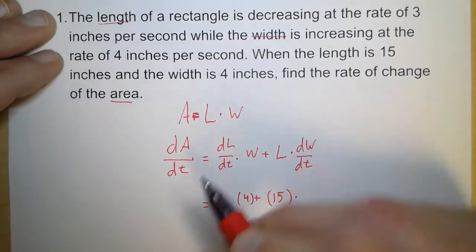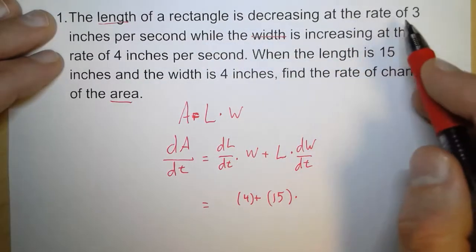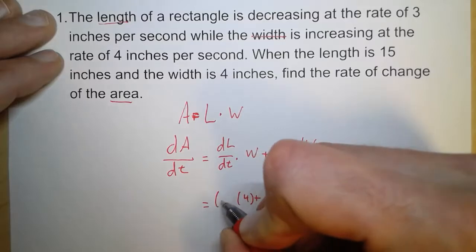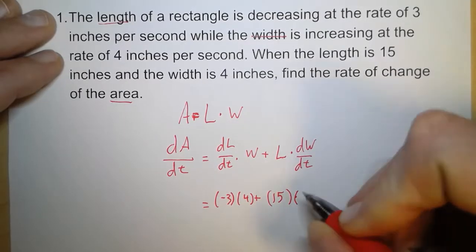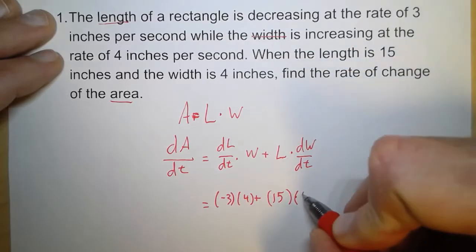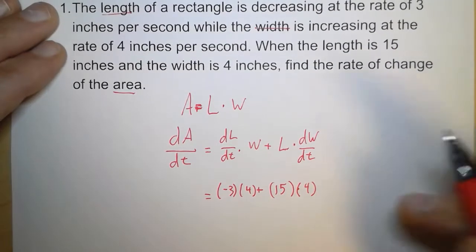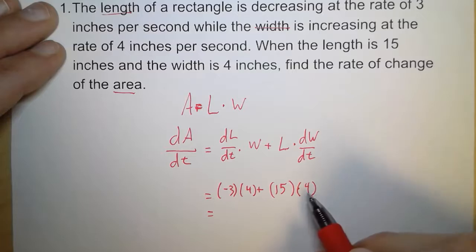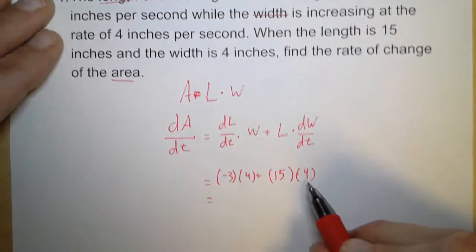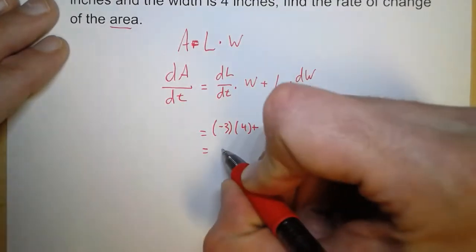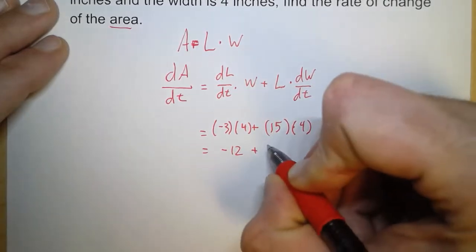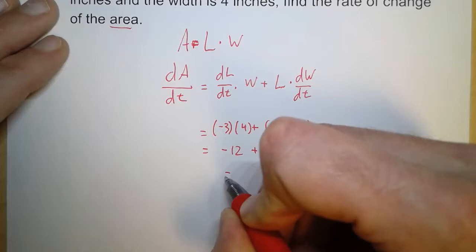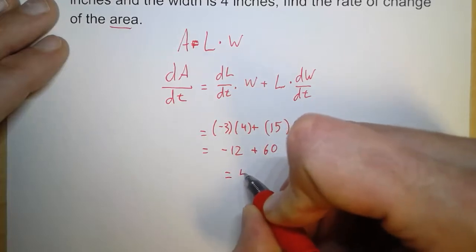Now dl/dt, the length of the rectangle is decreasing at the rate of 3 inches per second. So that rate is -3. Negative because it's decreasing. The width is increasing at the rate of 4 inches per second. So that means because it's increasing, the rate is a positive. So we have -12 plus 15 times 4 is 60. So when we add these, we get 48.